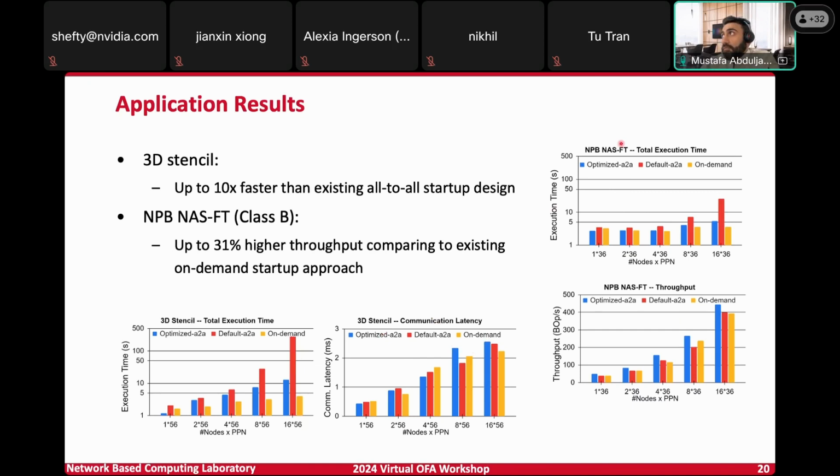For the Fourier transform benchmark, the total execution time, of course, is better than the default all-to-all due to the enhancement that we constituted on top of the baseline design. However, the throughput is higher even than on-demand, because that benchmark also outputs the throughput. So for the throughput metric, it's actually 31% higher compared to the on-demand startup approach.